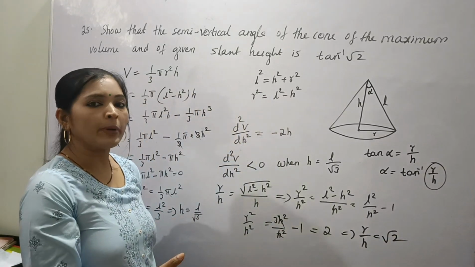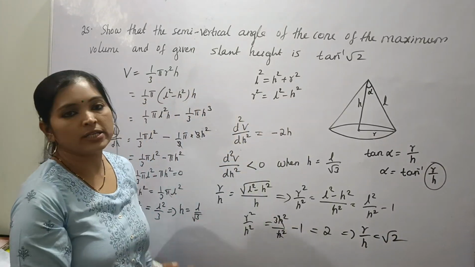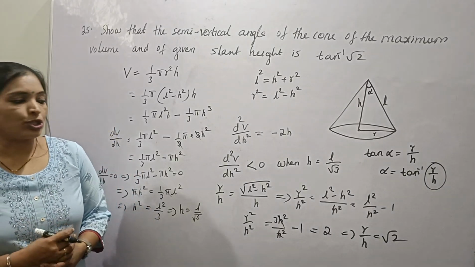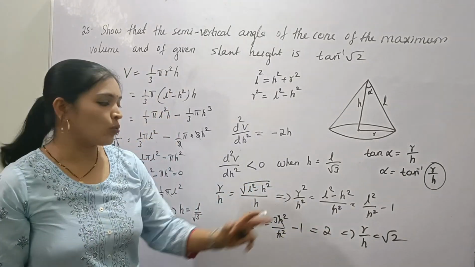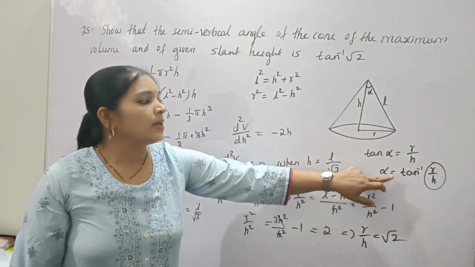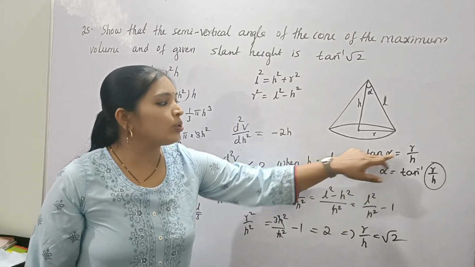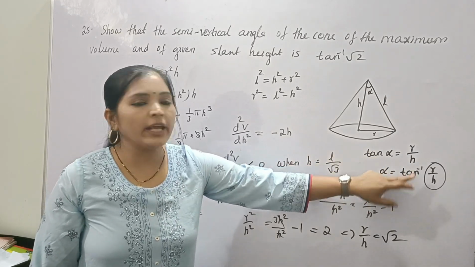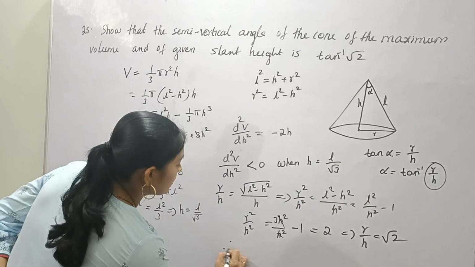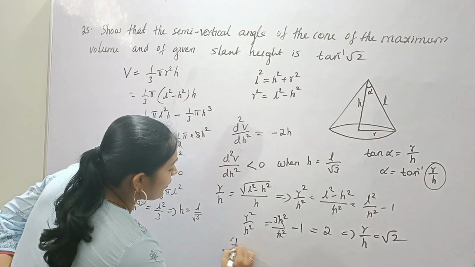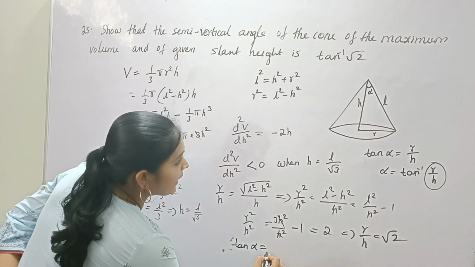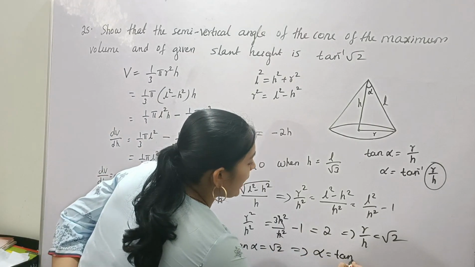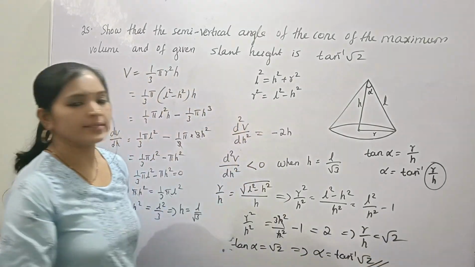Not minus root 2, only plus root 2, because r is positive, h is positive, right? Because r is the radius, h is the height of the cone. It is always positive. Therefore r by h is root 2. So what is r by h? r by h is equal to tan alpha. That implies alpha is equal to tan inverse root 2. Therefore tan alpha is equal to root 2. That implies alpha is equal to tan inverse root 2. Hence it is proved.